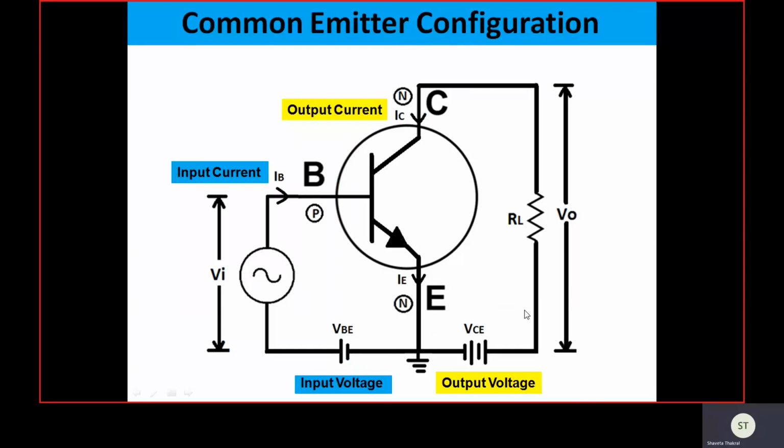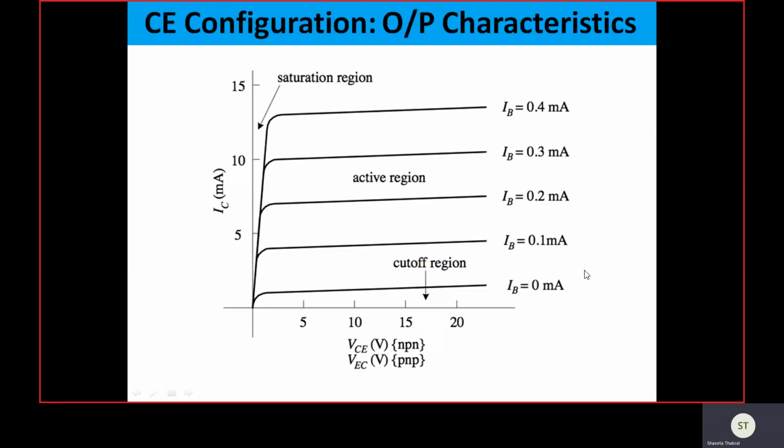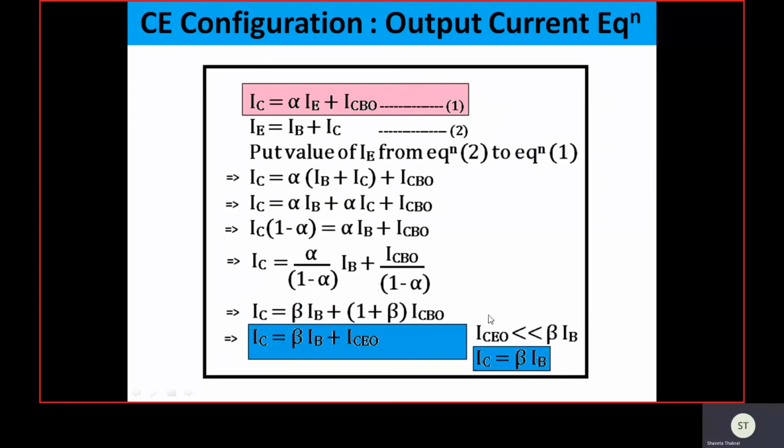Now we need to plot the output characteristics, and that is a plot between output voltage VCE and output current IC, keeping the input current, IB, constant. Here we have the output characteristics, and we have discussed that the complete characteristics are divided into three regions of operation: active region, saturation region, and the cutoff region. In the active region, the equation of current is defined as IC is beta times IB plus ICEO.